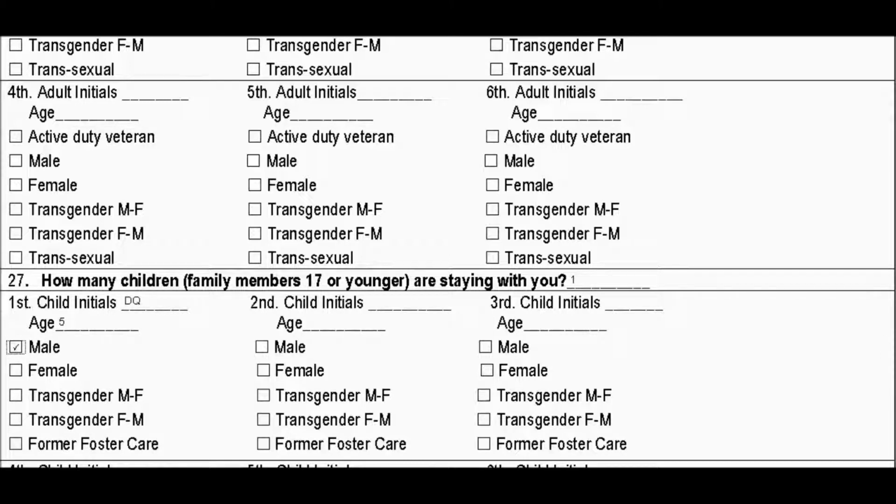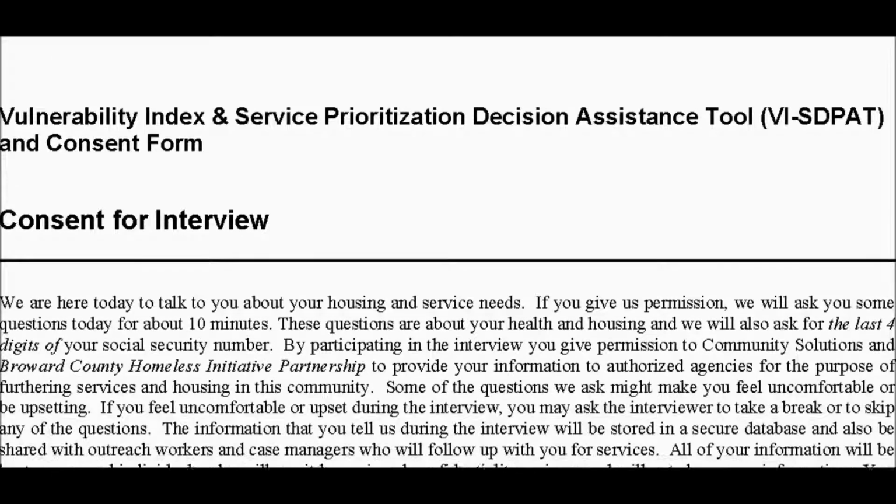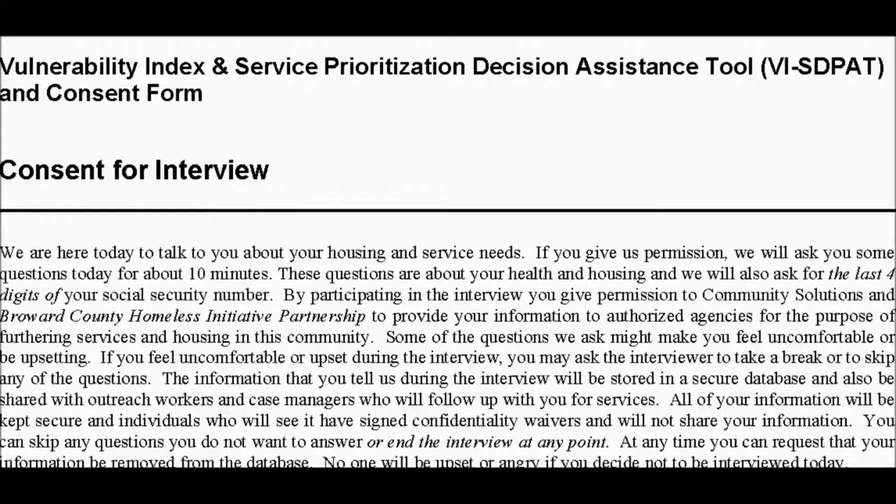This concludes the county survey. Now we will go over the important parts of the Vulnerability Index and Service Prioritization Decision Assistance Tool, or VI-SPDAT. The VI-SPDAT is a tool used to understand the needs of a person experiencing homelessness. It is organized across 4 domains: history of housing, risk, socialization and daily functions, and wellness.